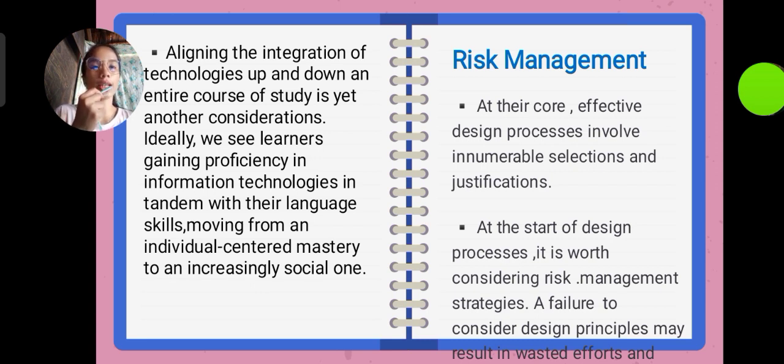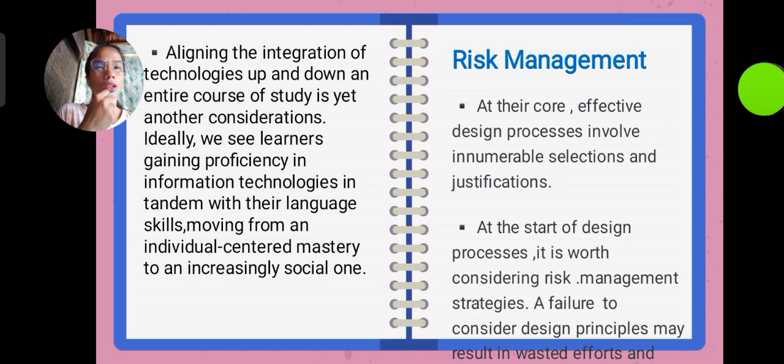So let's move into risk management. At their core, effective design processes involve innumerable selections and justifications. At the start of design processes, it is worth considering risk management strategies. A failure to consider design principles may result in wasted efforts. So, the aim of this area of consideration is to avoid expensive mistakes in time and funding.